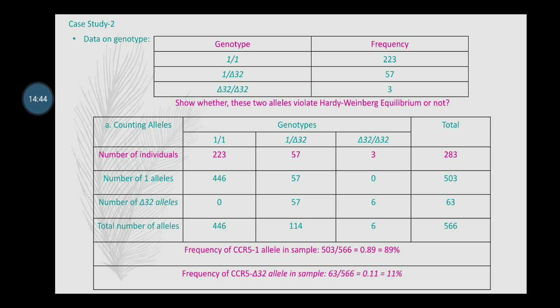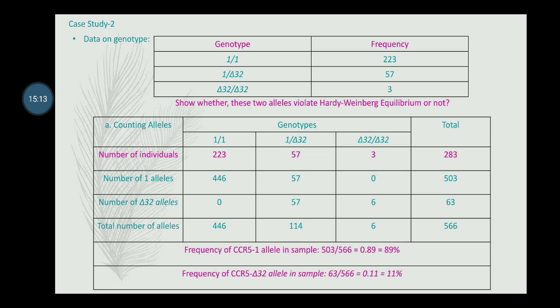genotypes, there will be 223 into 2, 446 1 alleles, whereas 57 heterozygous, therefore 57 into 1 equal to 57 1 alleles in heterozygous. In homozygous recessive, there will be no 1 allele. Therefore, 446 plus 57 equal to 503. So a total of 503 are 1 alleles.